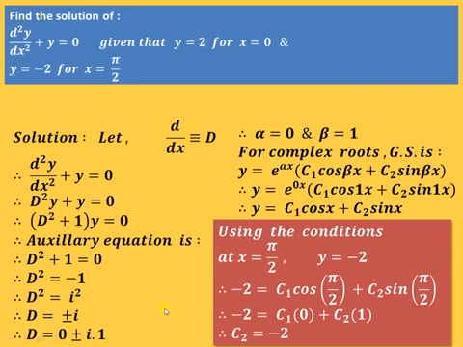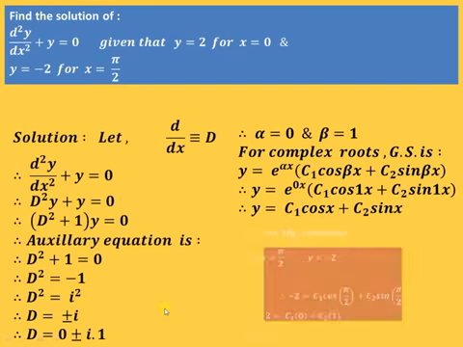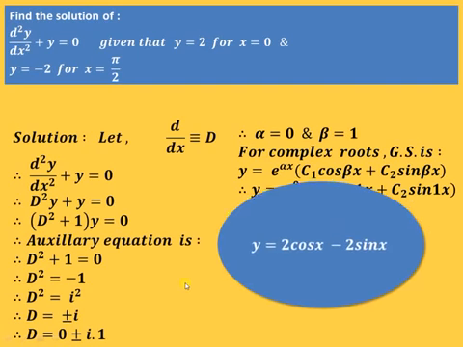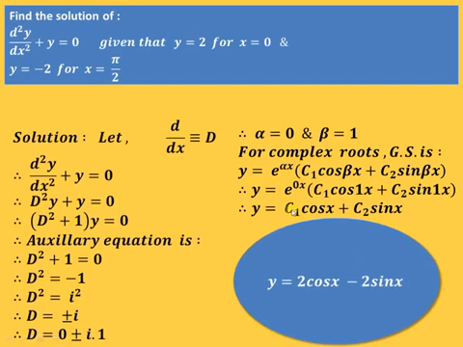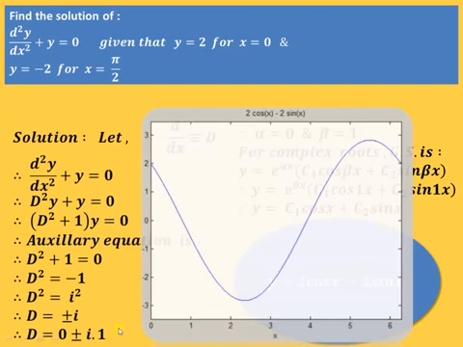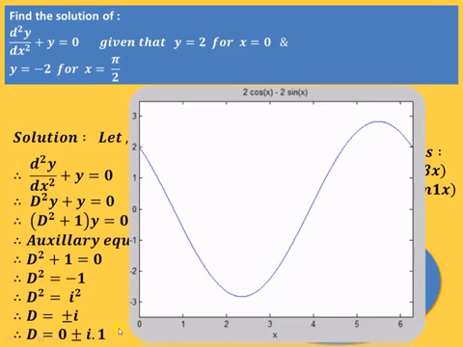So in this way we have the two conditions, and we have obtained the two constants c1 and c2. We can substitute the values of these constants in the general solution. So the value of c1 is 2, so it is 2 cos x, and the value of c2 is minus 2, so it is minus 2 sin x. So this is the solution for the given particular differential equation, and we can obtain the plot of this differential equation as shown over here.